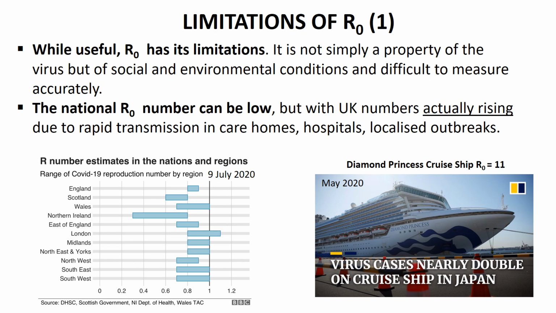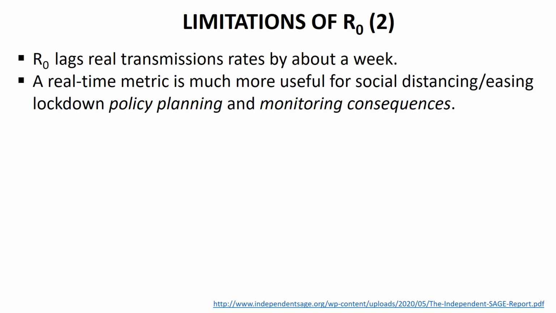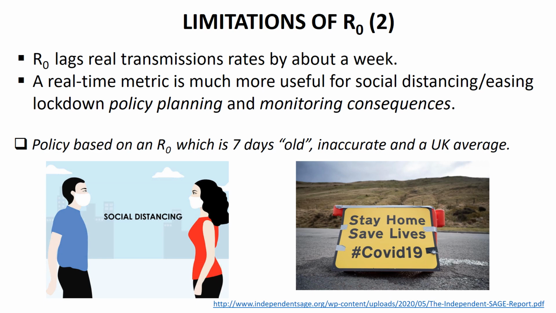And if you take a very local estimate on the Diamond Princess cruise ship in May 2020, that had an R0 number which was as high as 11. Okay, a second limitation of R0 is that it lags real transmission rates by about a week or more. Secondly, it's not much good having something that's out of date in terms of immediate policy planning and also monitoring the consequences of your policy planning. So you really don't want an R0 that's 7 days or more old, inaccurate, and is just a UK average.